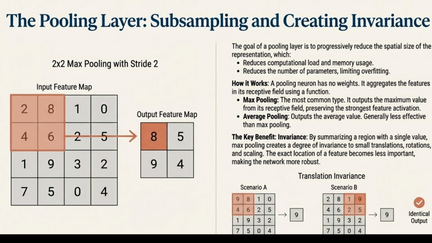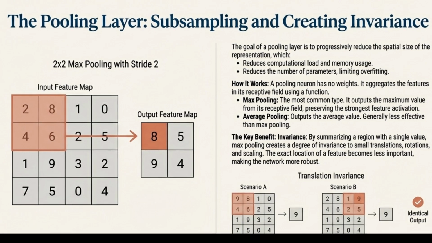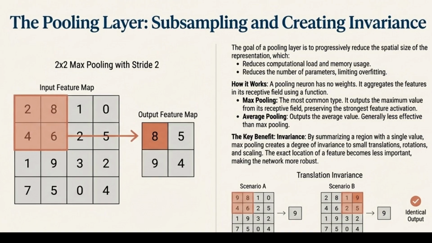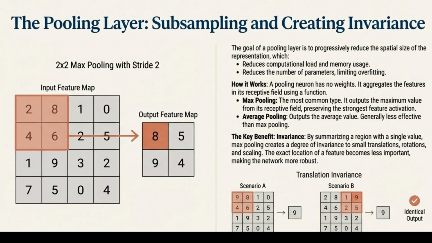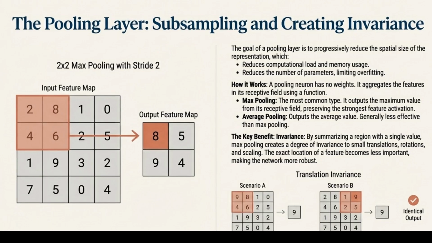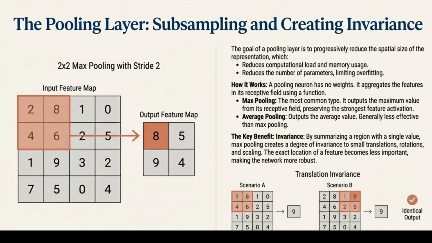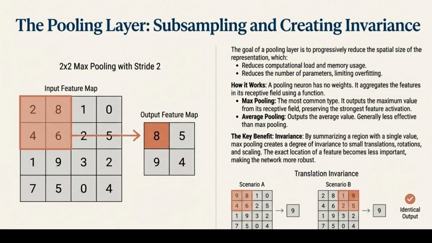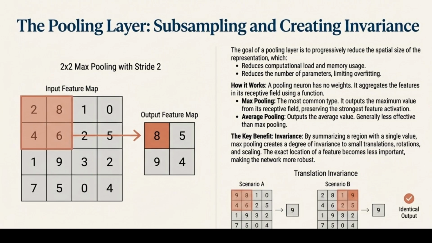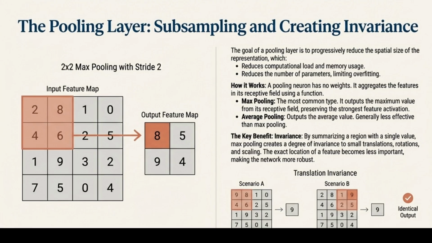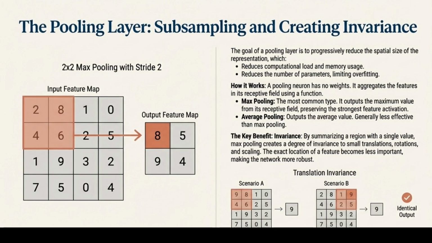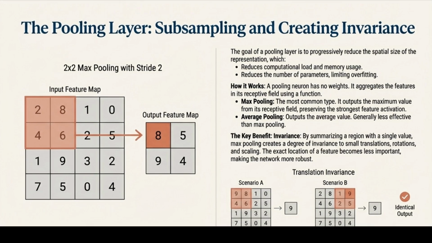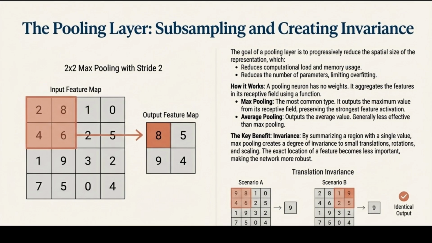The key benefit this provides is invariance. Because we summarize a region with a single value, max pooling creates a degree of robustness to small translations, rotations, and scaling. The exact position of a feature is now less important. Look at the translation invariance example at the bottom. Scenario A and Scenario B are slightly shifted versions of the same input, but after 2x2 max pooling, the resulting 3x3 output maps are identical. This makes the network far more reliable and robust in the face of minor image variations.